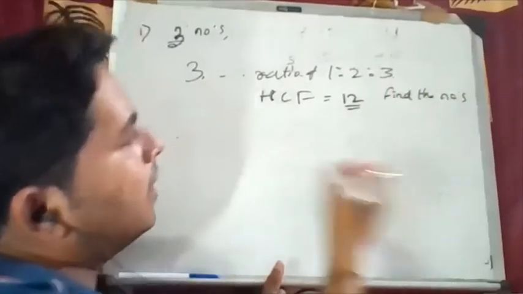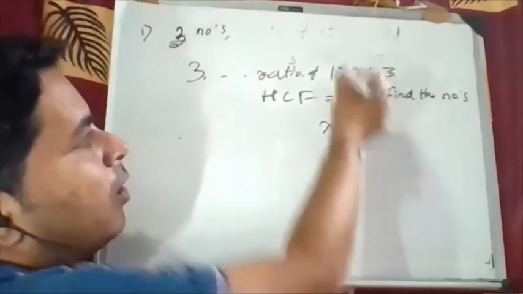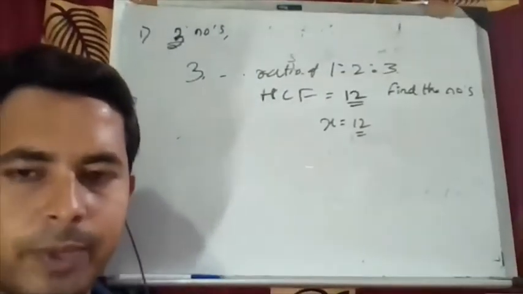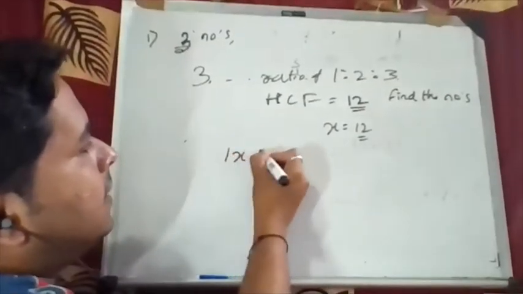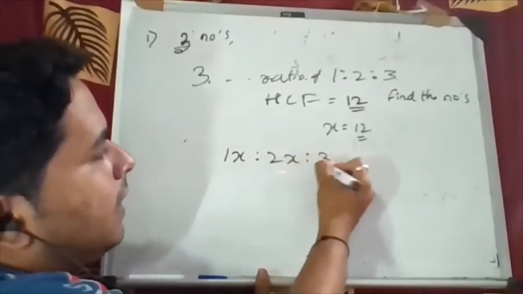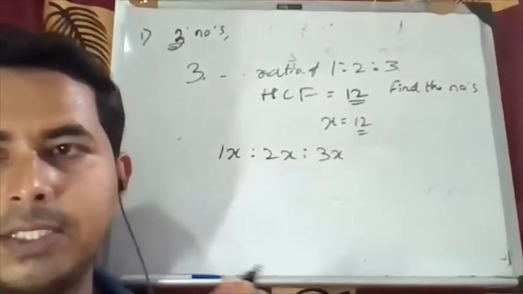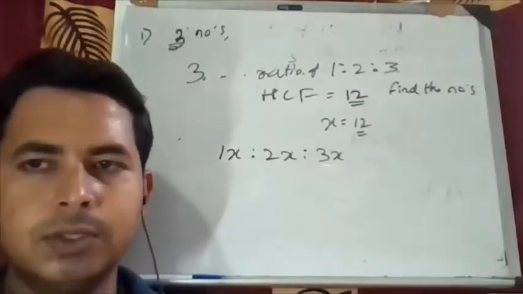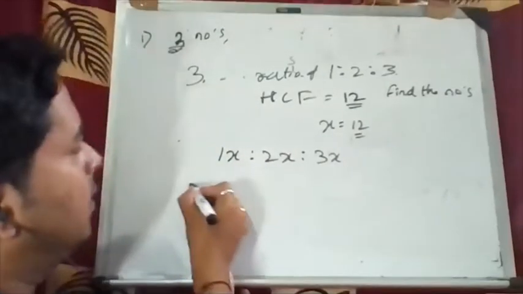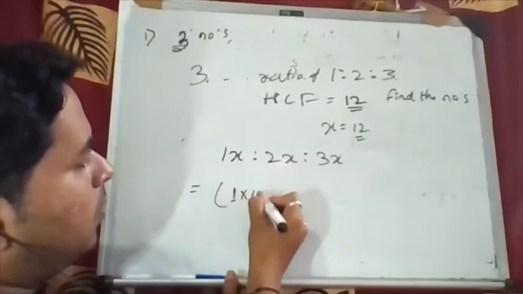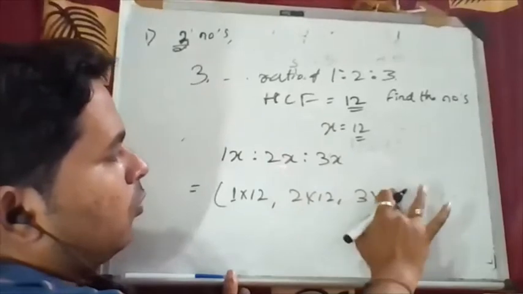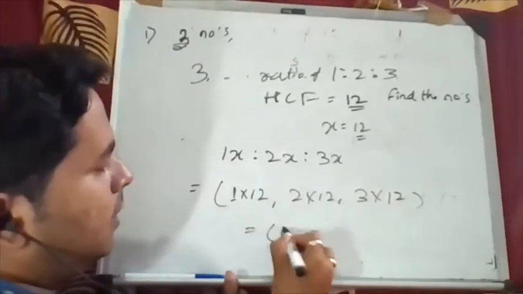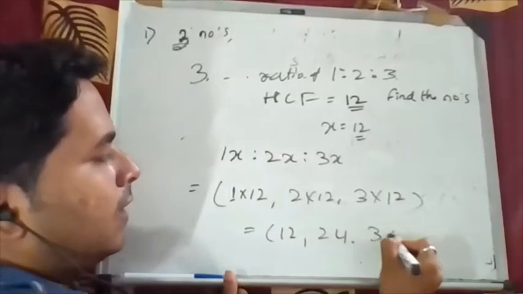Same thing: take x as 12, and this will always be multiplied with the numbers. Your HCF will be a multiplication factor with the numbers. So take 1x, 2x and 3x and multiply with the numbers. The first number is 1 into 12, the second is 2 into 12, and the third is 3 into 12. So you will get the answer as 12, 24 and 36.